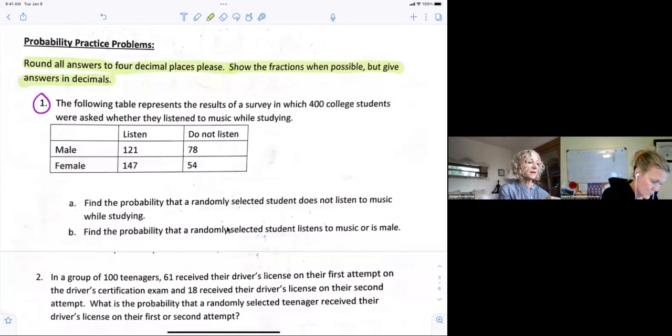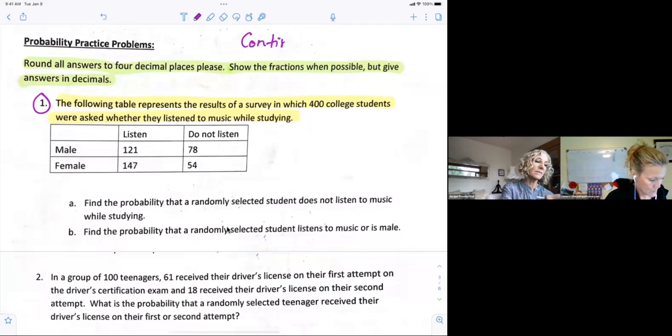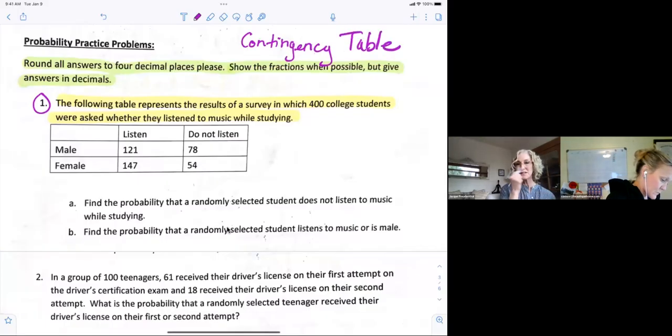The following table represents the results of a survey in which 400 college students were asked whether they listened to music while studying. Okay, this table is a 2x2 because there are 2 variables, male, female, so gender, and then listen, do not listen. That's the other category. So it's a 2x2. It's also sometimes called the contingency table. I'll write that out.